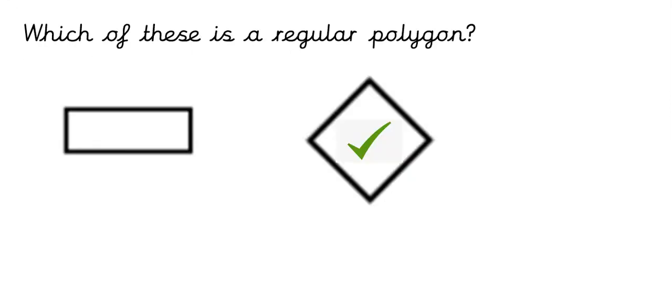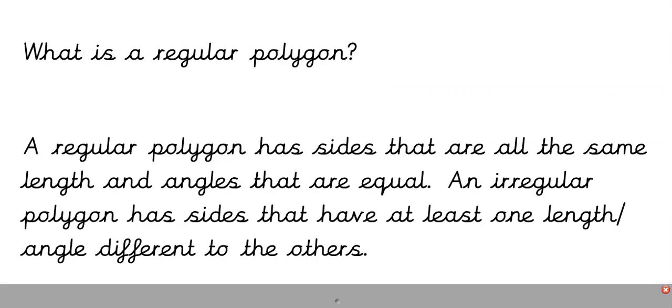So if we just go back, this is a regular polygon because it has got four angles that are all 90 degrees, okay? And it has got four sides that are the same length. Whereas this rectangle, although it has four equal angles that are all 90 degrees, it has two sides that are longer than the other two. So the length of the sides are not all the same. And that is what makes this irregular. Okay? So a regular polygon has sides and angles that are all equal, and an irregular polygon has sides and angles that are not equal.